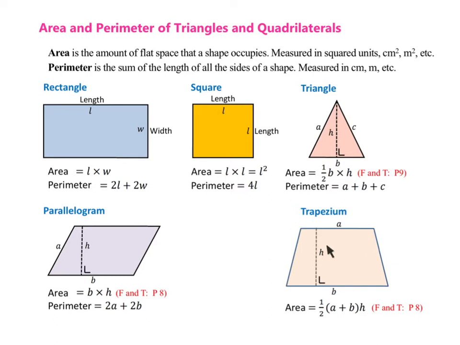A trapezium then, again, the formula is on page 8 of your tables. It's half of A plus B times the height. So you add A, you add B, you multiply it by the height and divide it by 2 because you get half.